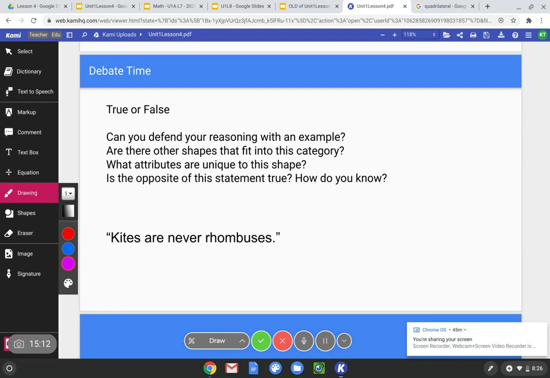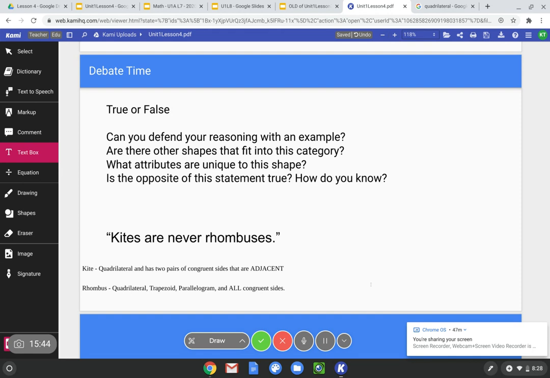This is our last one, scholars. So, kites are never rhombuses. This one is a really tricky one to explain and also understand. But through persistence and practice, I know that we will be able to get this. So try to think about this for a bit. Is it possible for a kite to be a rhombus? And is it possible for a rhombus to be a kite?